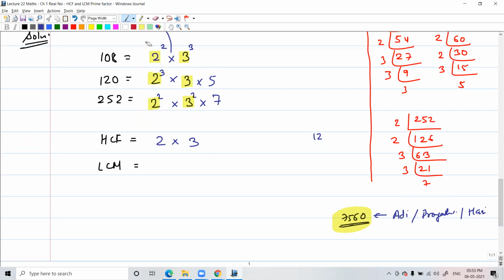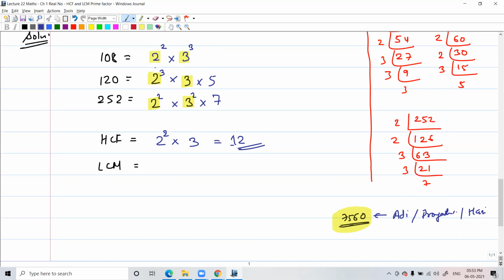What is the minimum power of 2? It's 2 itself. 2 is the minimum power here. So we have to take 2 square. And what is the minimum power of 3? It's in this one. 3 has a power of 1 here. So we have to consider only 3 to the power 1. That is, just write 3. Don't write 3 to the power 1. So this is 2 square, which is 4, and 4 3s is 12. HCF is 12. Everyone got that right?